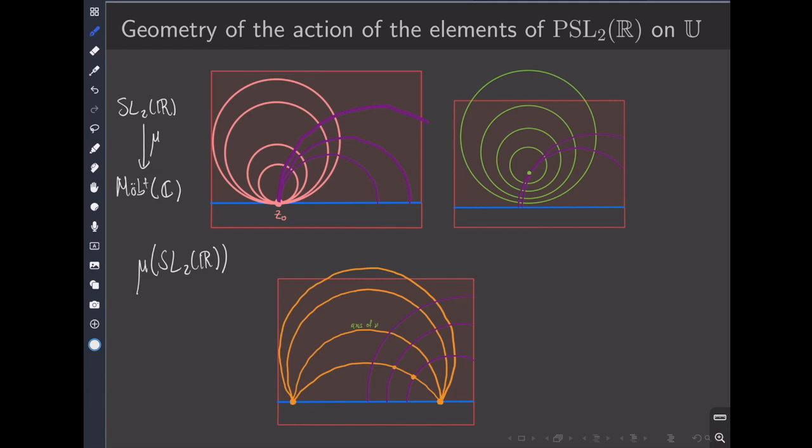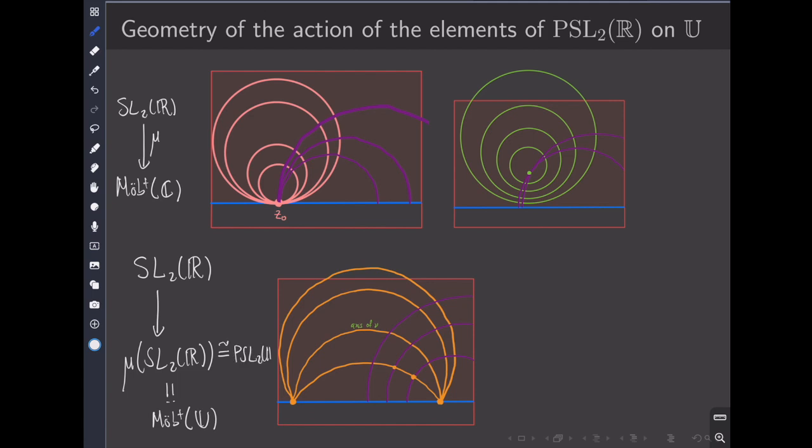But actually, when you consider this, it's kind of tempting to say that this is Mob plus of U, and then you just consider this SL2R. This induces an isomorphism between this Mob plus of U and PSL2R.